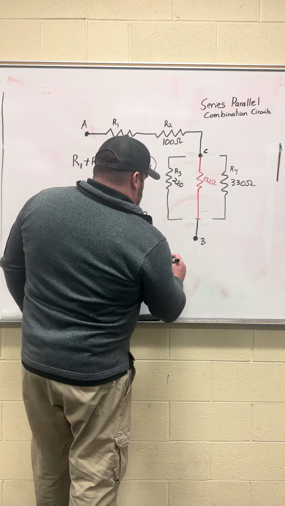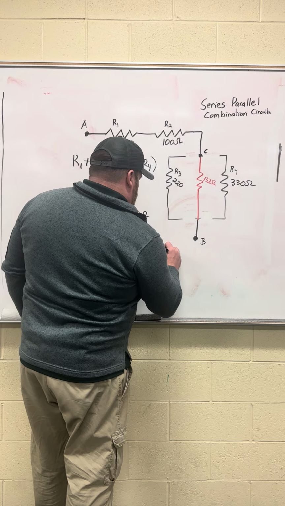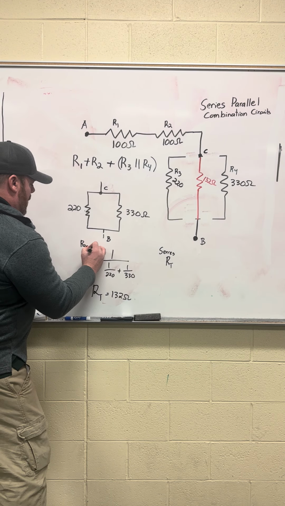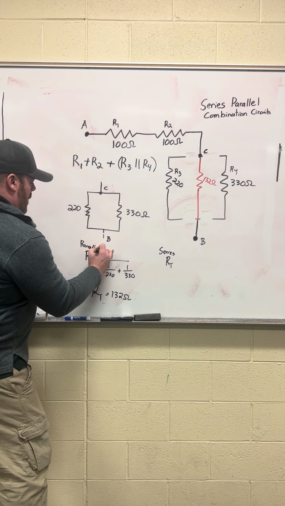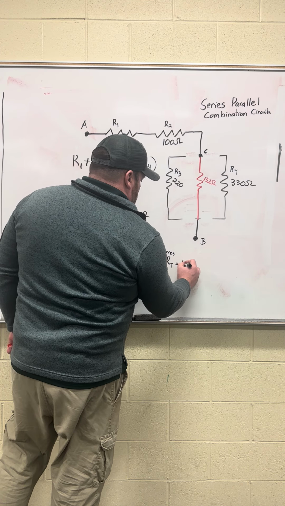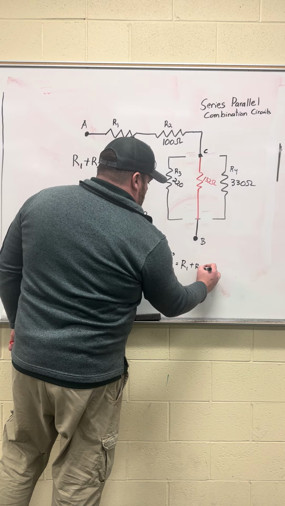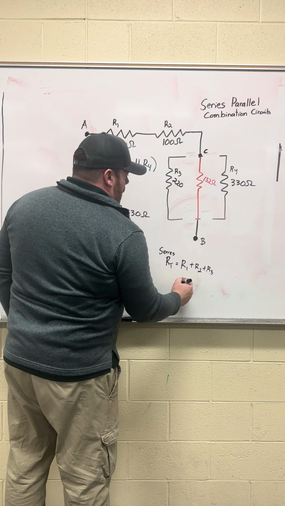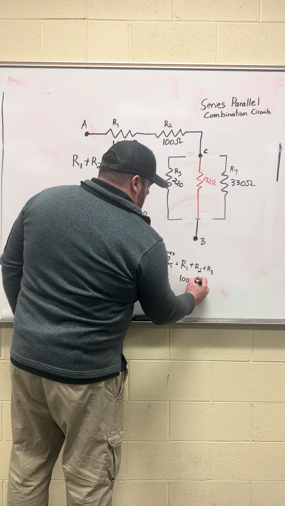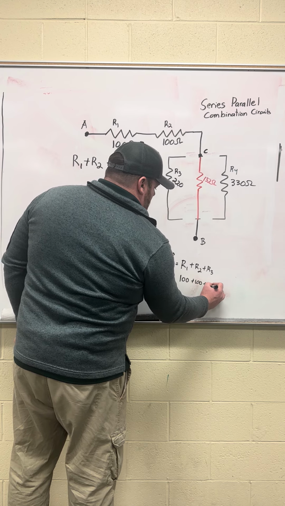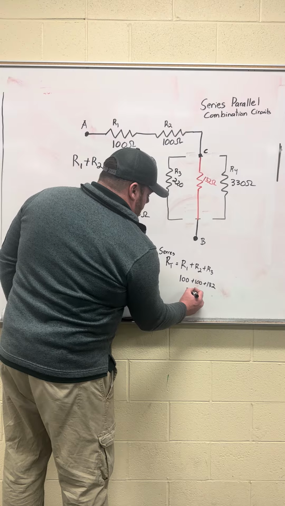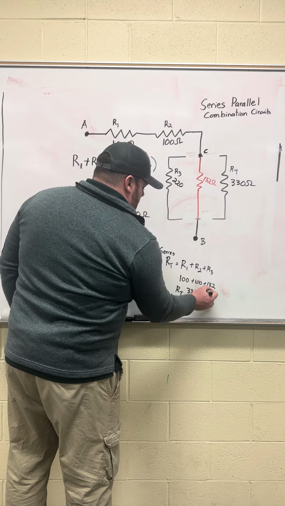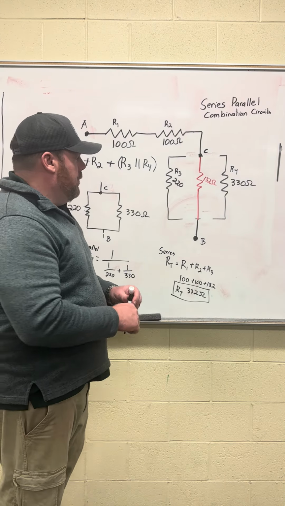That becomes pretty simple, because in case you're looking at formulas, the series total resistance is the sum of all the resistors that are in series. In our case, we have 100, 100, and 132. So 100 plus 100 plus 132 gives a total of 332 ohms, the total resistance for the entire circuit.